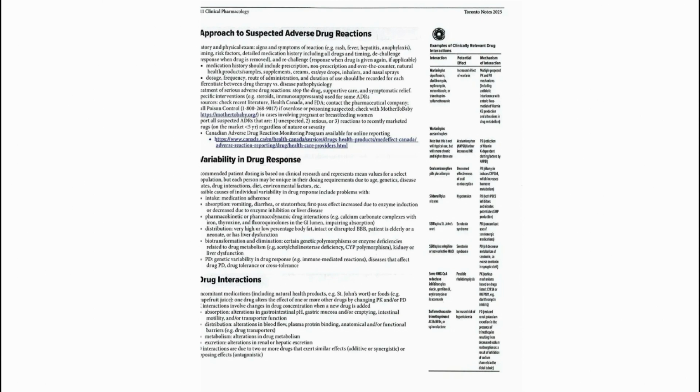Drug absorption is also influenced by the first pass effect, which may increase or decrease because of enzyme induction, enzyme inhibition, and liver disease. Number 3, pharmacokinetic and pharmacodynamic drug interactions. Other medications may interfere with absorption. For example, calcium carbonate can bind medications such as iron, levothyroxine, and fluoroquinolone antibiotics. This complex formation reduces absorption and decreases therapeutic effectiveness.